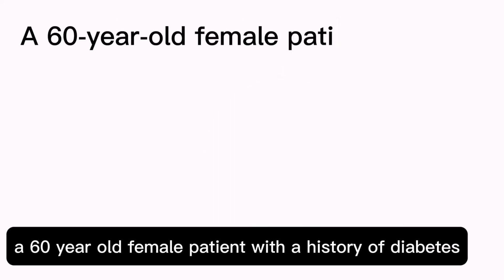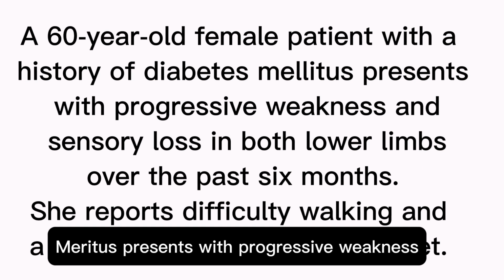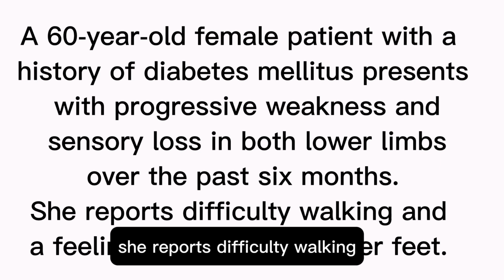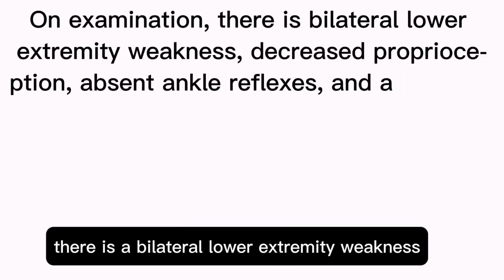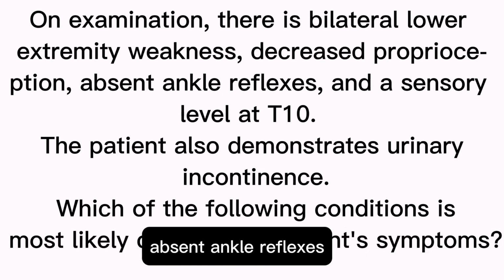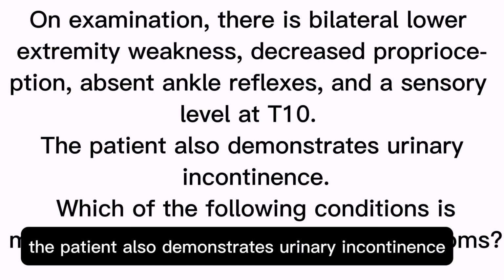A 60-year-old female patient with a history of diabetes mellitus presents with progressive weakness and sensory loss in both lower limbs over the past 6 months. She reports difficulty walking and a feeling of numbness in her feet. On examination, there is bilateral lower extremity weakness, decreased proprioception, absent ankle reflexes, and a sensory level at T10. The patient also demonstrates urinary incontinence.